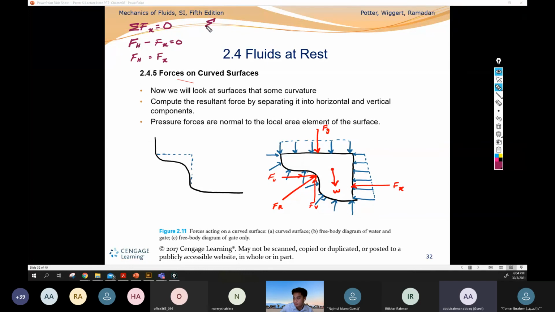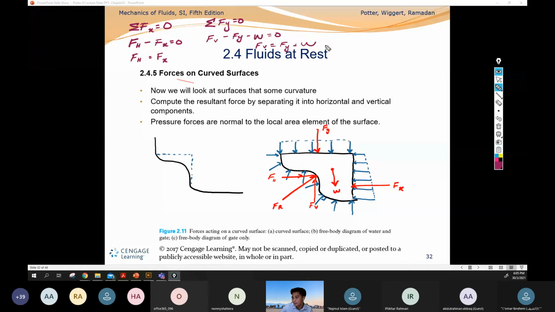Okay, how about summation of force in the y direction? Fv minus Fy minus W equal to 0. So Fv equals Fy plus W. Alright, is it simple for you? Is it okay, right? Do you understand so far? Everyone? Yes, doctor.